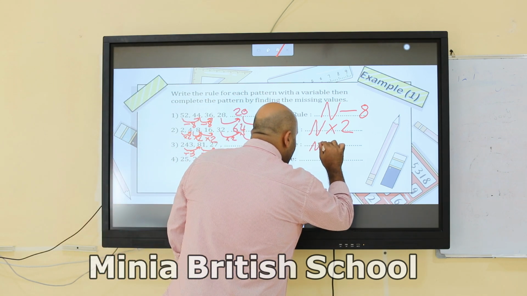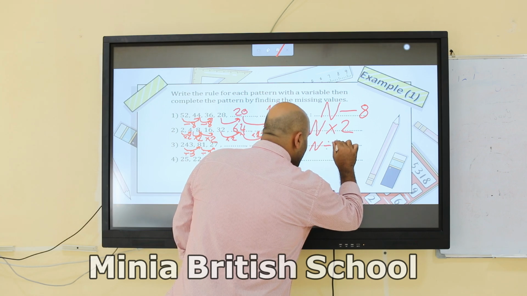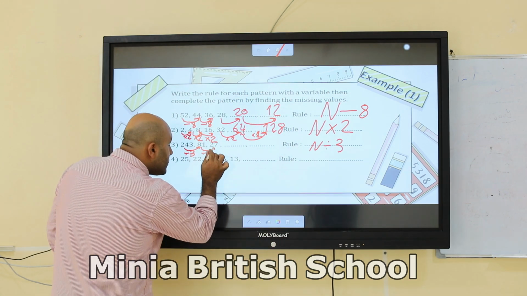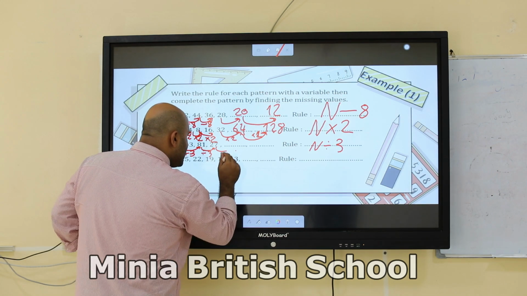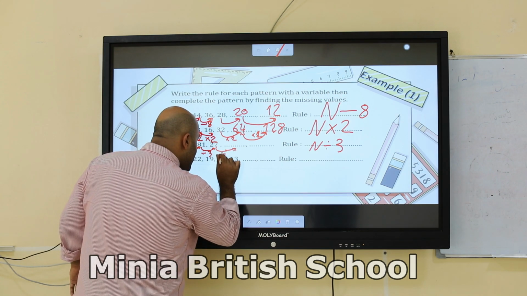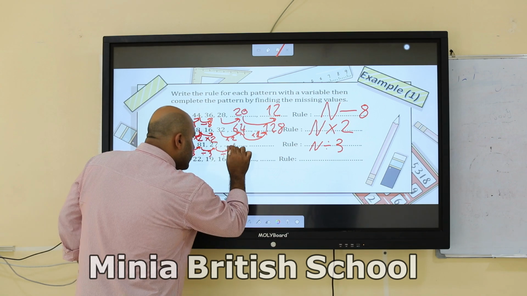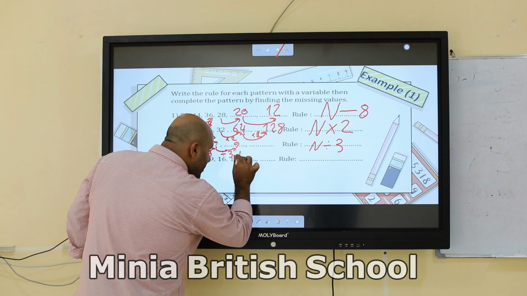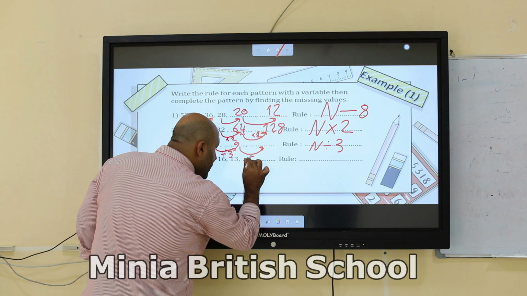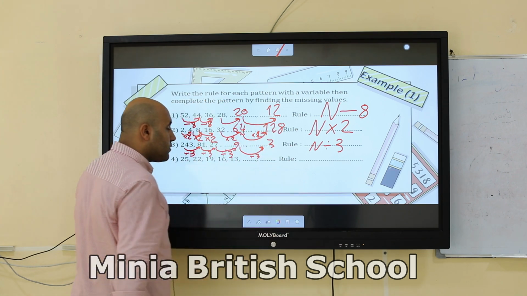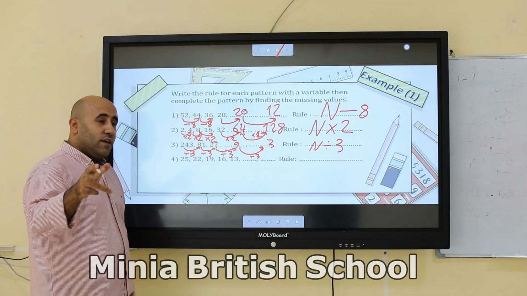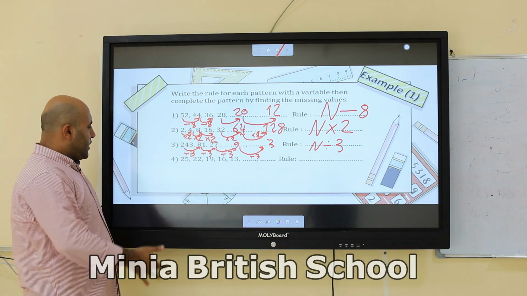So n divided by 3. Let's apply it. 27 divided by 3 equals 9. And 9, when I divide it by 3 also, will be 3. Did you get it? Let's get to the next one.